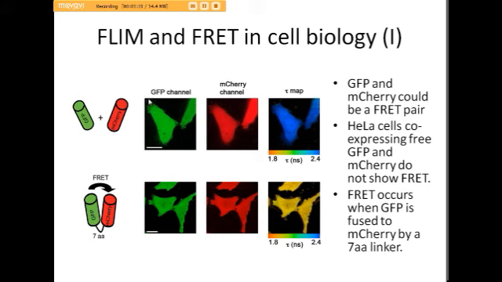So in our case, HeLa cells are simultaneously transfected with GFP and mCherry coding sequences. You can see that GFP expresses and mCherry also expresses within the same cell. This is the GFP channel, this is the mCherry channel. Both GFP and mCherry are in a very diluted solution inside the cell, so normally their distance is far more than 10 nanometers. So there is no FRET between GFP and mCherry because the distance criterion is not fulfilled.